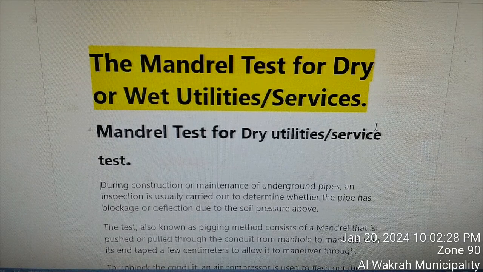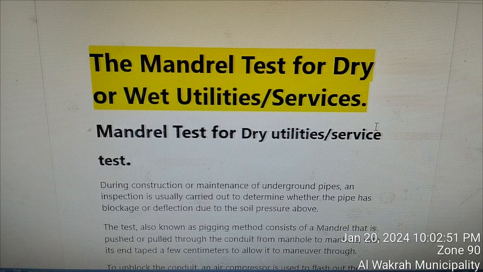Today my topic is the Mandrel test for dry and wet utilities. As you understand what is the Mandrel test and why we are conducting this one. Mandrel test is conducted to check the internal features of the pipe and the condition of the pipe. Is it workable or not workable? Is it open for the services or not open for the services?